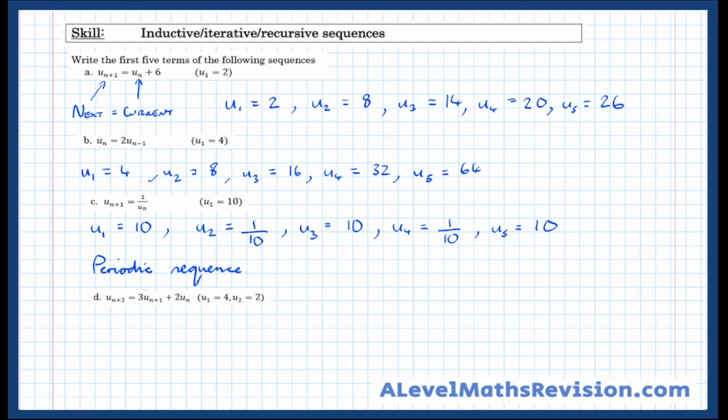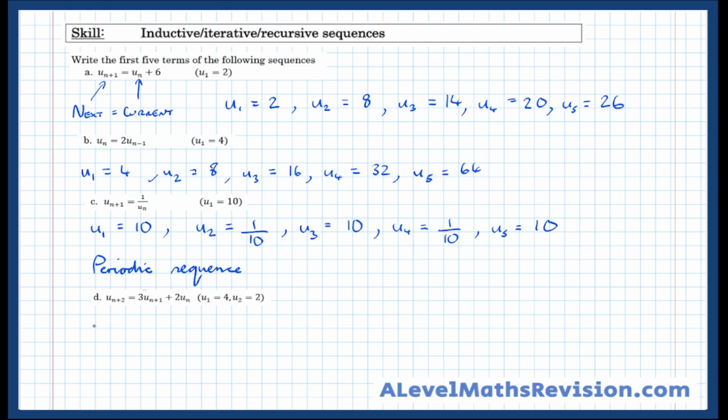And the final example to go through is this one here. And the difference with this example is that there's 2 previous terms that the next term depends on. So this is telling us that the next term is 3 times the term before that, plus 2 times the term before that. So we need 2 previous terms to be able to do this.